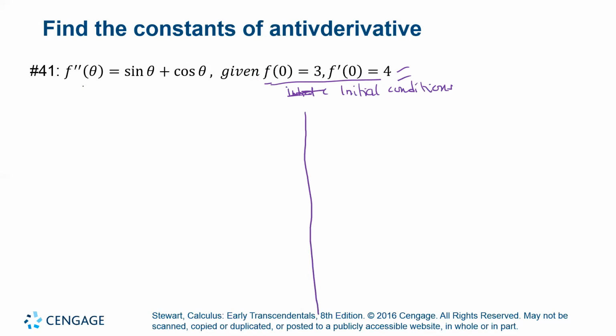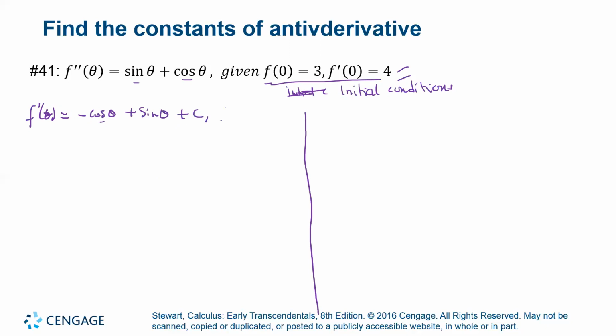Now, first, the antiderivative of F prime prime is F prime. So let's find f prime of this. That is minus cosine of theta. Oh, sorry, this is theta, not x. And then plus sine theta, because if I differentiate sine, I get cosine. If I differentiate negative cosine, I get positive sine theta. Plus a constant c.